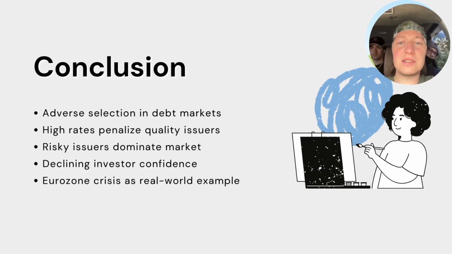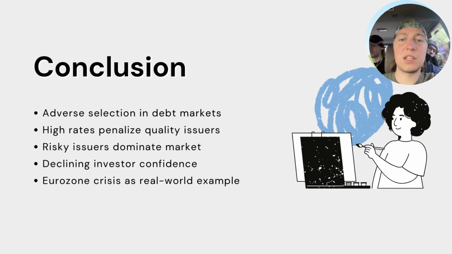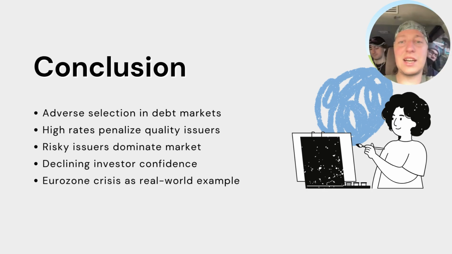Now, for governments, since they know more about their finances than investors do, investors demand higher rates to protect themselves. This pushes responsible governments out and lets riskier ones take over. The Eurozone crisis is a perfect example. Hidden Greek debt problems caused borrowing costs to rise for weaker countries, showing how information gaps can destabilize entire countries.